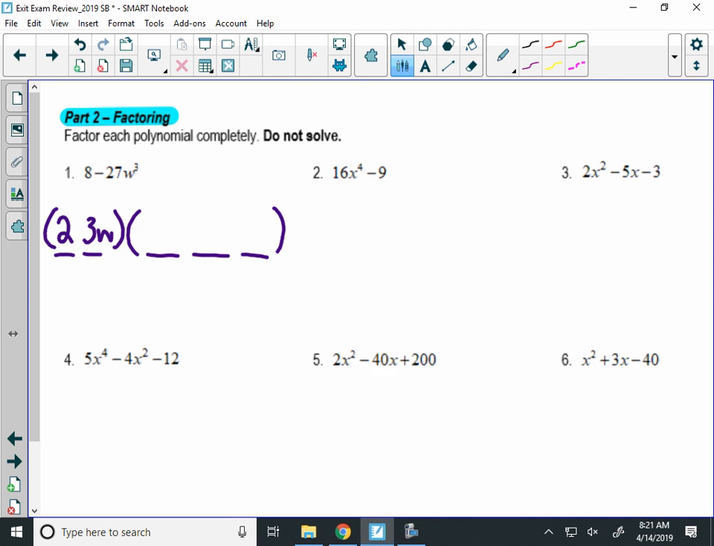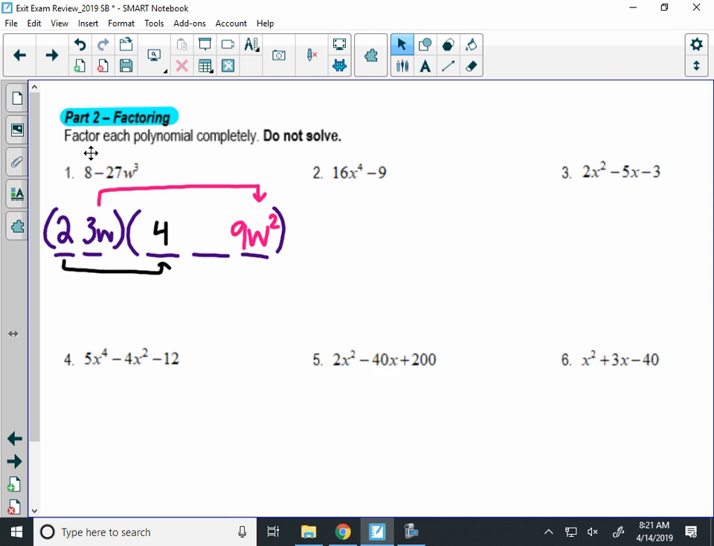Now, to fill in the trinomial, the first blank, you square the 2, which is 4. The last blank of the trinomial, you square the 3w. 3w, the quantity squared, is 9w squared. And to fill in the middle, you actually multiply 2 and 3w together to get 6w.